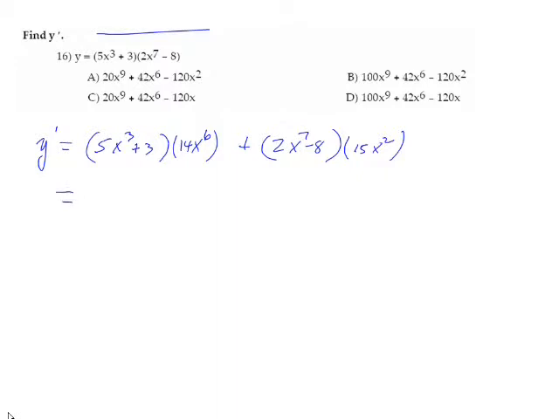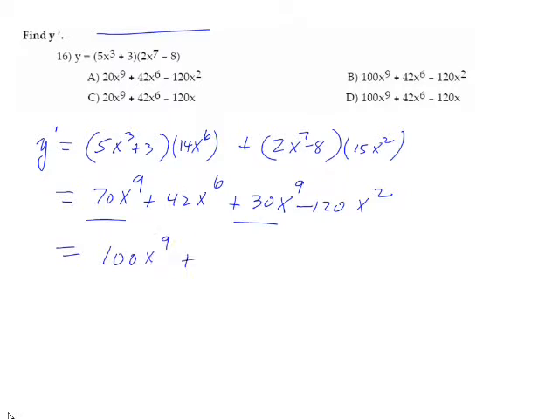After you multiply all this out, you get 70x to the 9th plus 42x to the 6th plus 30x to the 9th minus 120x squared. Combining all these terms, you get 100x to the 9th plus 42x to the 6th minus 120x squared, and that is answer B.